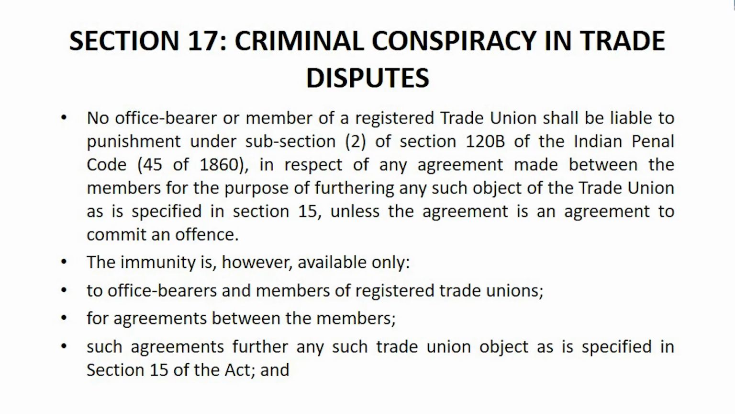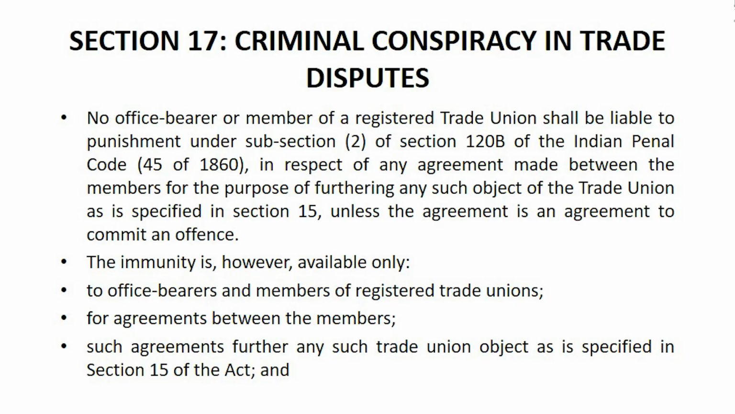Section 17 is talking about criminal conspiracy in trade disputes, because this was one of the objects for passing the trade union law, just to give criminal and civil protection to the trade union members. So, no office bearers or members of a registered trade union shall be liable to punishment under subsection 2 of section 120 of the Indian Penal Code, that is for criminal conspiracy, in respect of any agreement made between the members for the purpose of furthering any such object of the trade union as specified in section 15, unless the agreement is an agreement to commit an offence.